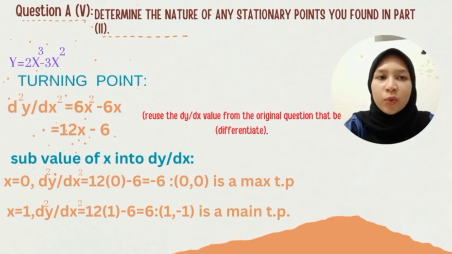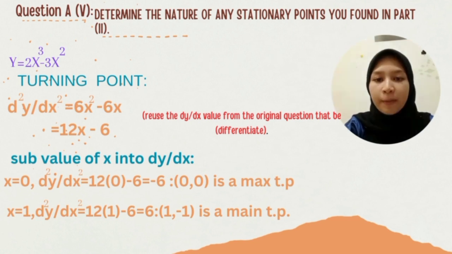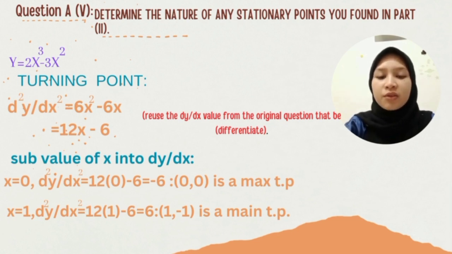Okay, I will continue with question A, number 5. Determine the nature of any stationary points. We must use y equals 2x to the power of 3 minus 3x to the power of 2. We must place it in d squared y over dx squared. dy over dx equals 6x squared minus 6x, we reuse the dy over dx value from the original question we defined before. The answer will be 12x - 6.